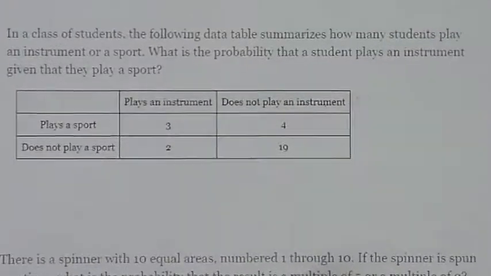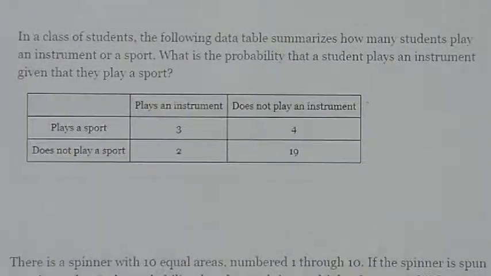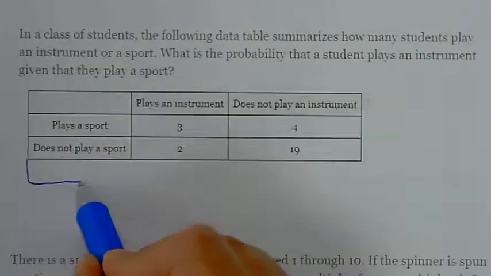So I've tried to pick ones that I think you might see in Delta Math. In a class of students, the following data table represents how many students play an instrument or a sport. What is the probability that a student plays an instrument given that they play a sport? So let's go ahead and look at our table and make a totals column.